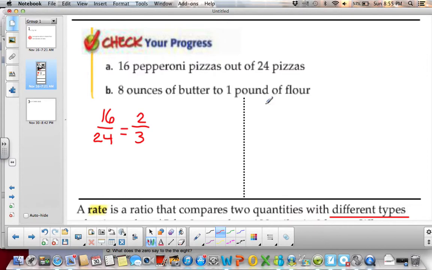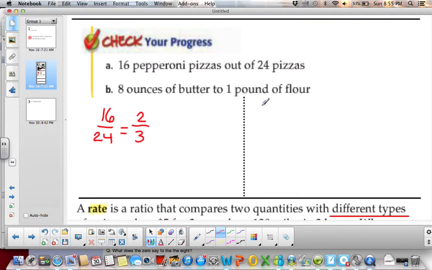8 ounces of butter to 1 pound of flour. So here we have different units, so I have to convert. I have 8 ounces, but I know that there's 16 ounces in a pound, so I'm going to write it as 8 ounces over 16 ounces, 8 sixteenths. 8 divided by 8 is 1. 16 divided by 8 is 2. So our ratio in simplest form would be 1/2.